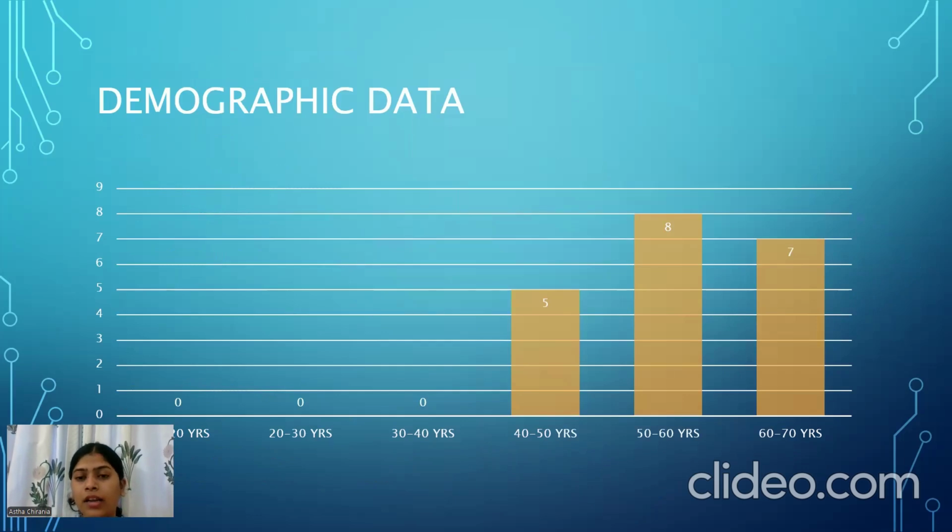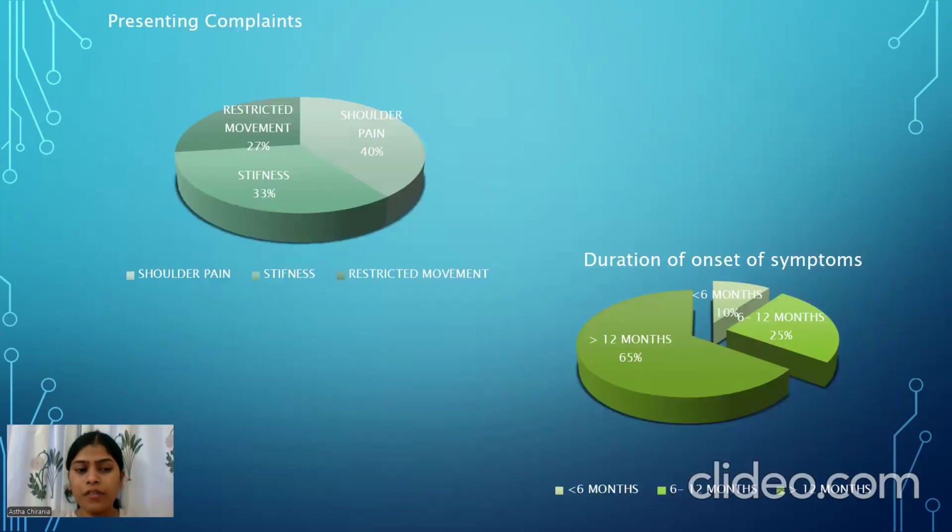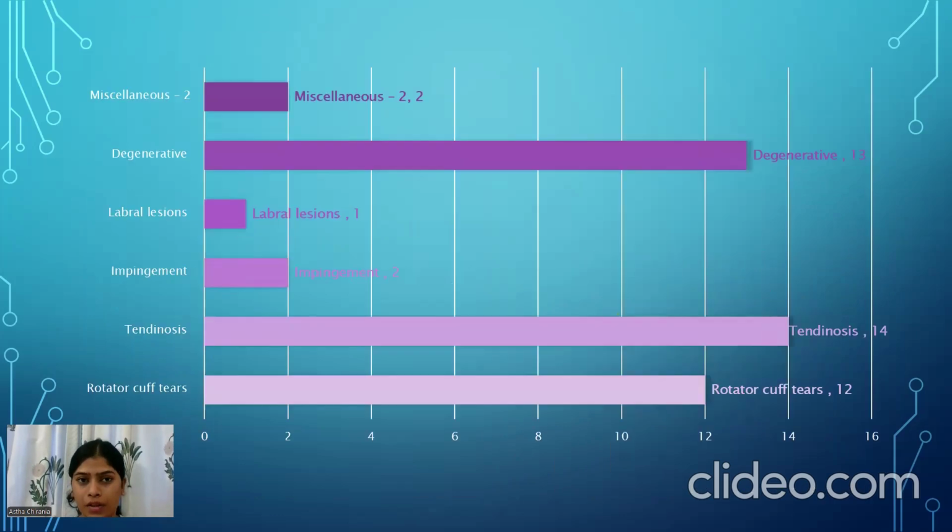The demographic criteria: the sample size was 20, out of which 8 presented in the 50 to 60 years age group. 40% of patients were female and 60% were male, of which 70% presented with right-sided weakness. As the presenting complaint, maximum of patients, that is 40%, presented with shoulder pain, 27% with restricted movement, and 33% with stiffness, with almost 65% having a chronic duration.